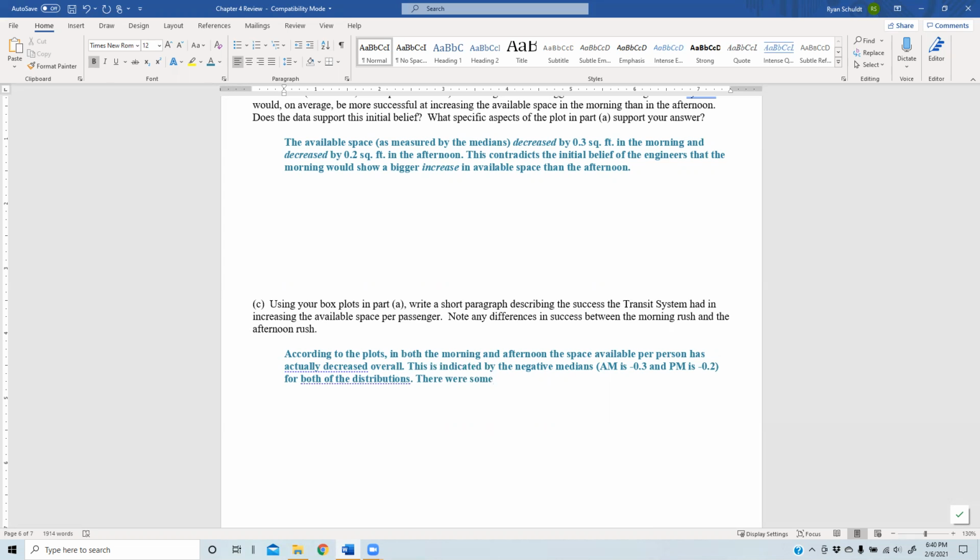There were some stations where the space available increased. If we look above, 6 stations for the AM and 8 for the PM, but overall there seems to be less space available during both of the time periods.